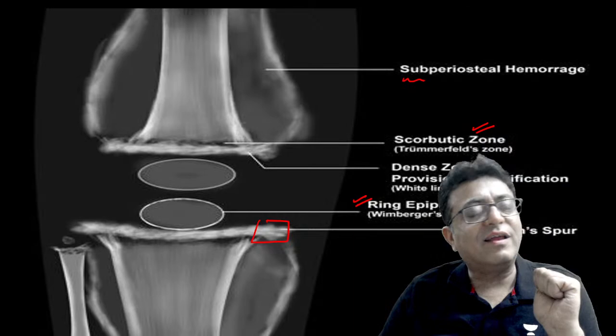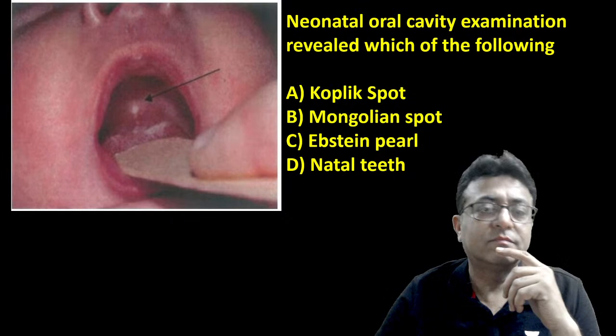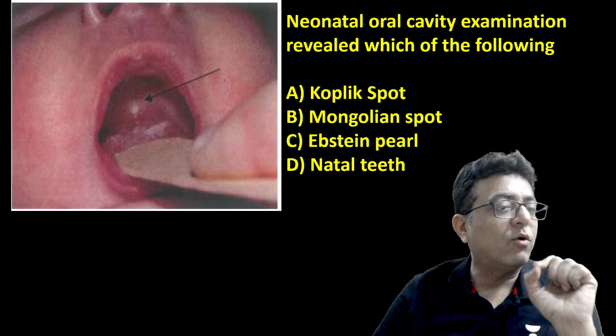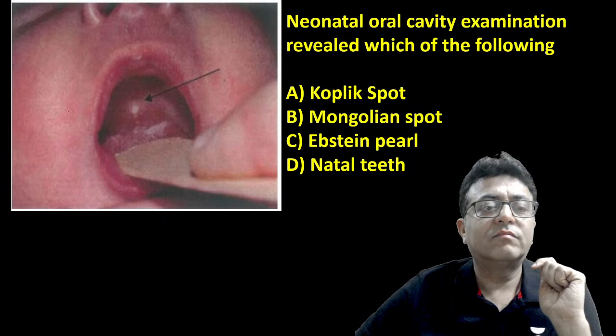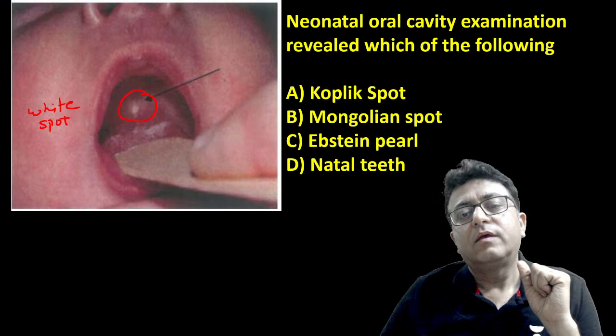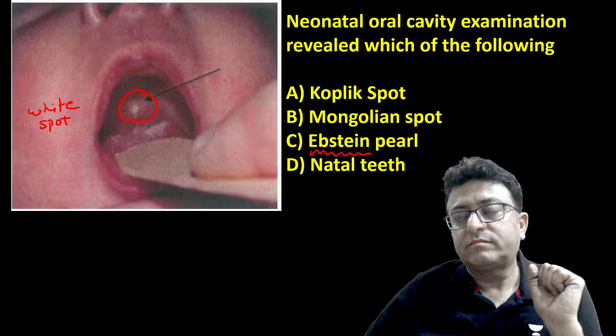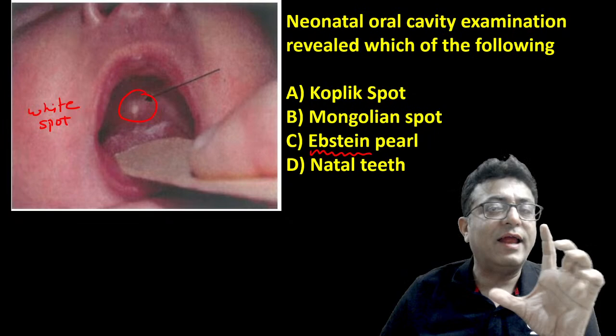Okay, answer this question. Arrow is shown. What is this? White spot. Everybody is answering C. Yes, it is Epstein pearl. It is a retention cyst at the line of palatal fusion. This is a normal finding.